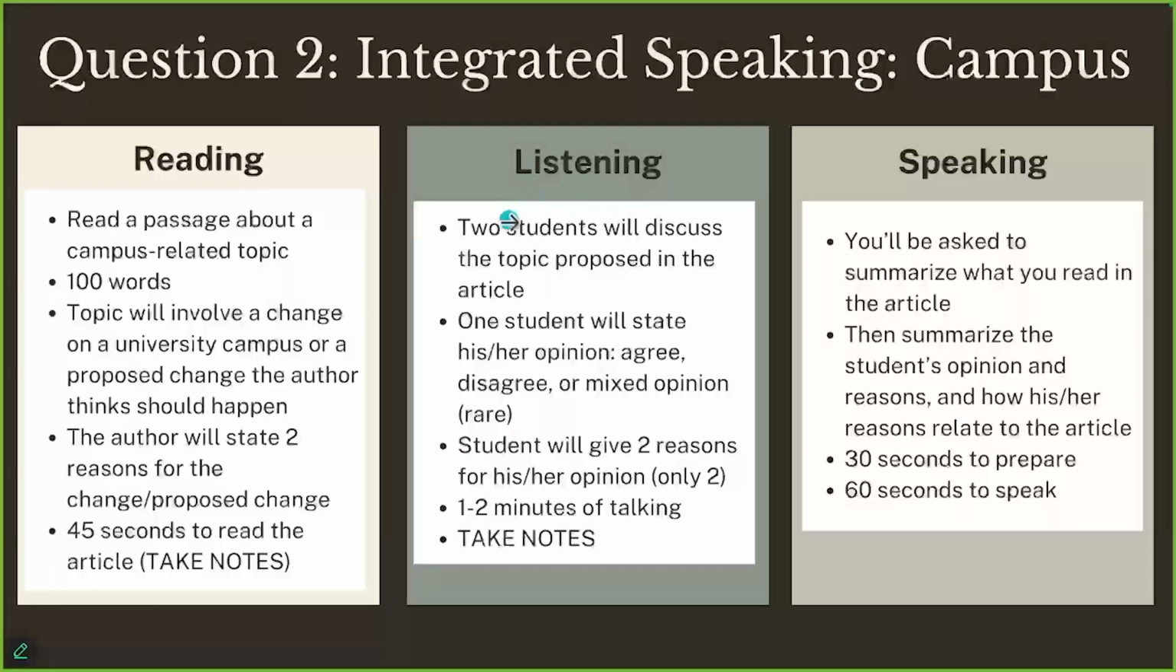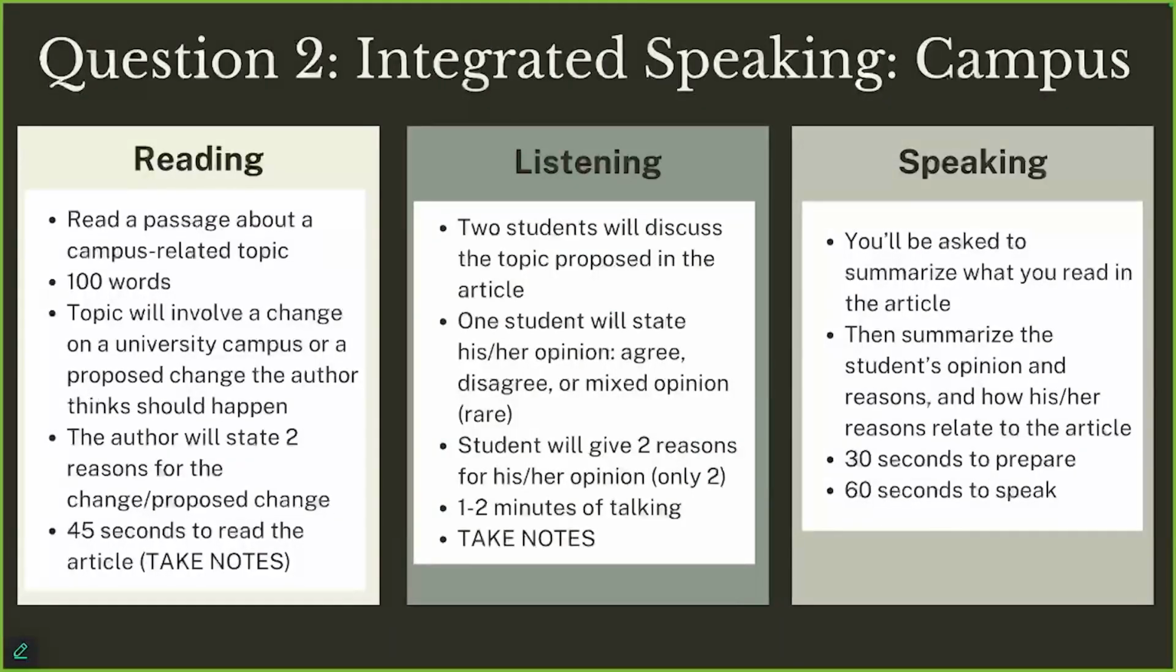Then you're going to listen to 2 students discussing the topic proposed in the article, and a student will state his or her opinion. They'll agree with it, they'll disagree with it, or very rarely they'll have a mixed opinion, which means they agree and disagree. They can see both sides. And they'll give 2 reasons, and then lots of examples supporting those reasons.